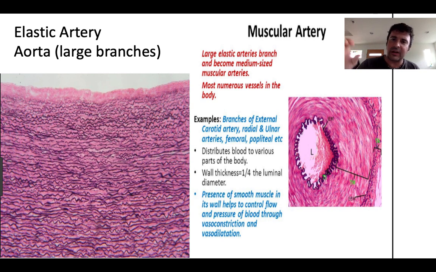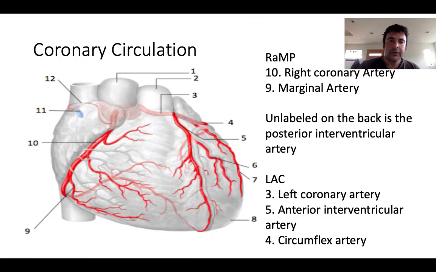Those fluctuations decrease. So there still needs to be elastic properties to the tissue, but not quite to the same degree. And the aorta would be the only elastic artery I'd expect you to know. All the other arteries we're going to look at are muscular arteries.